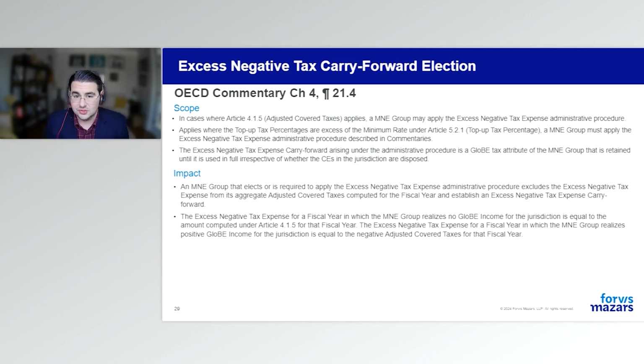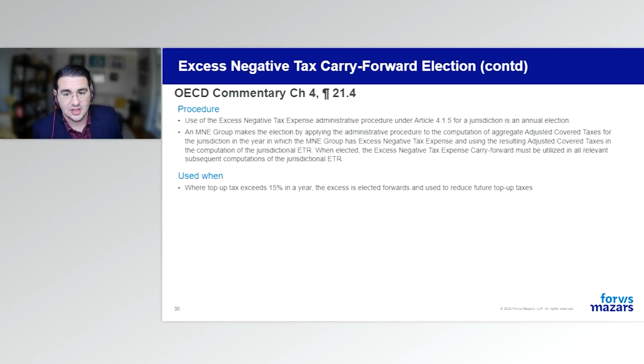There's specific rules, and just for the interest of time, since I know we only have 20 minutes here, I'm going to pass through this here. But if there's anyone that has questions on this, please come back and reach out. But you use this really where your top-up tax exceeds 15% in a year, and the excess is basically carryforwards that could be used to reduce your future top-up taxes. So it's similar to the GloBE loss DTA, except it's not a one-time thing. This is something that can help ETRs in subsequent years.